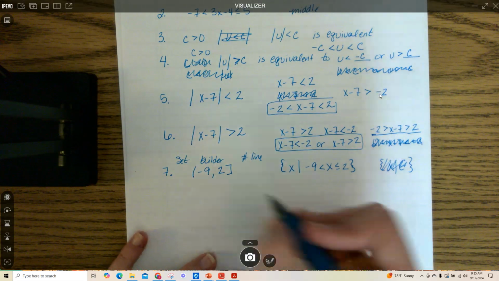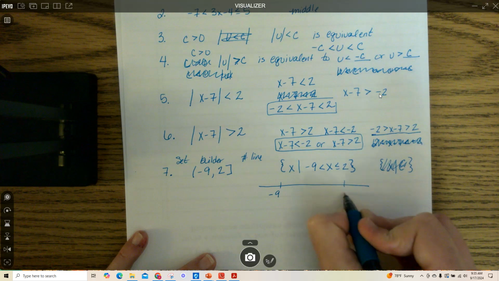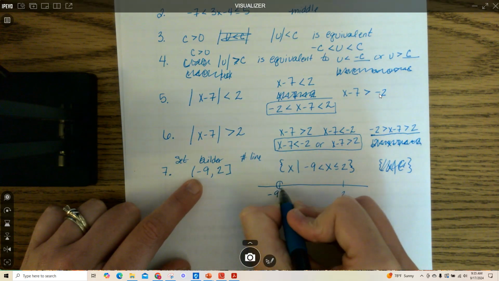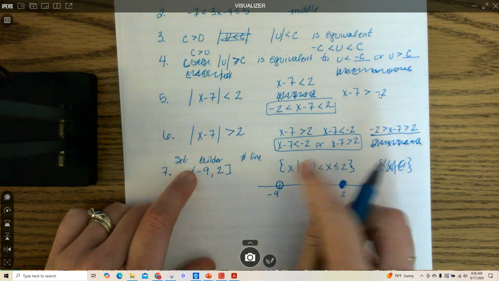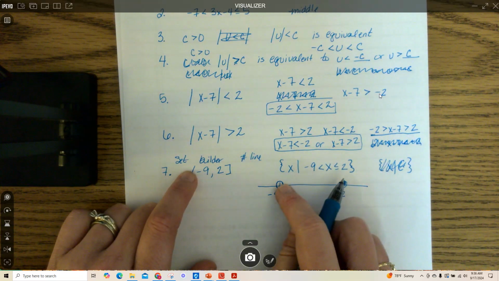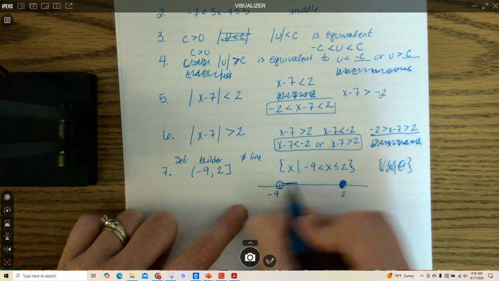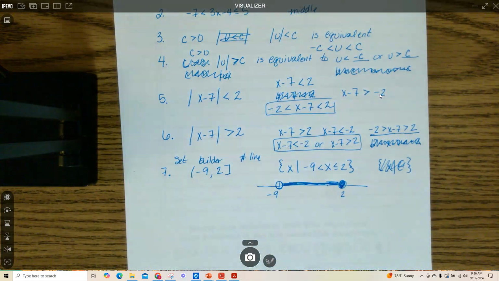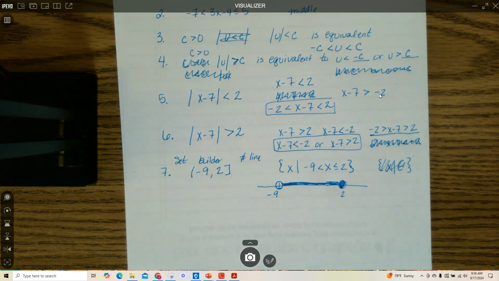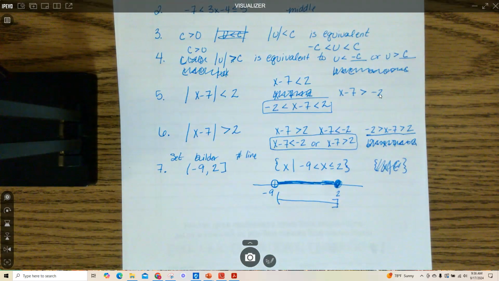If I was going to graph it on a number line, this is negative 9 and this is 2. Negative 9 would be an open circle, and 2 would be a filled-in circle. So parenthesis, no line under the inequality, open circle; bracket, line under the inequality, filled-in circle. Then your line goes in between. They give you options, either parentheses or bracket, so that's the other way you can do it, with a parenthesis and then a bracket on the number line. I got it.